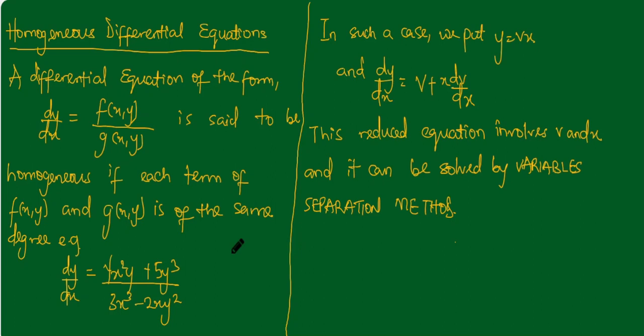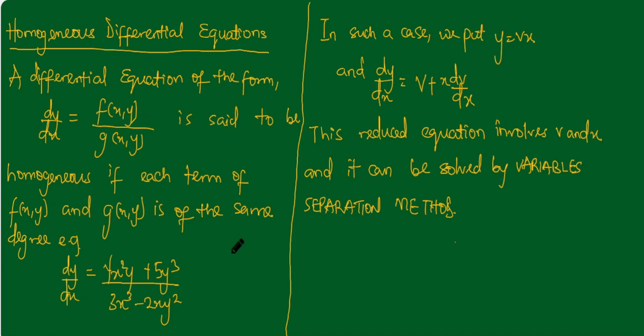So for the denominator now, we have 3x cubed minus 2xy squared. If we take a look at the first term, 3x cubed, the degree of that first term is 3. And for the second term, 2xy squared, the degree is also 3. So it's also safe to say that g(x, y) is homogeneous. And hence, f(x, y) and g(x, y) are homogeneous, making the entire differential equation homogeneous.